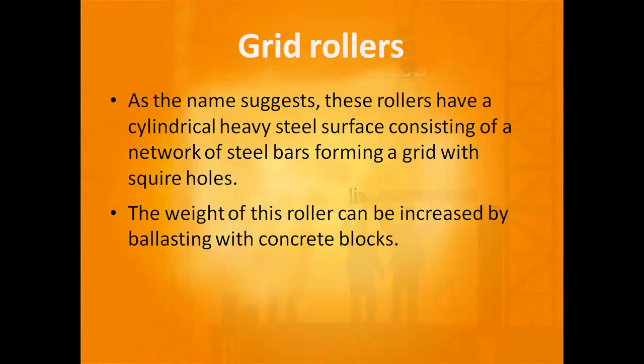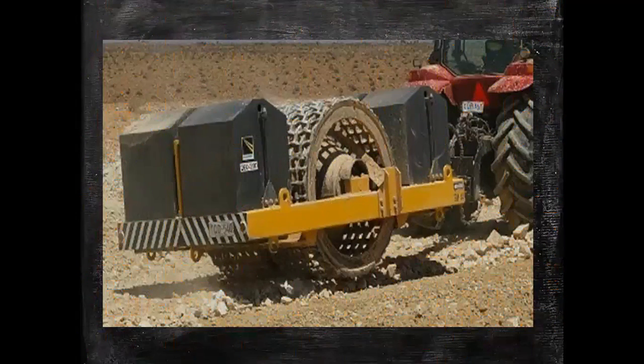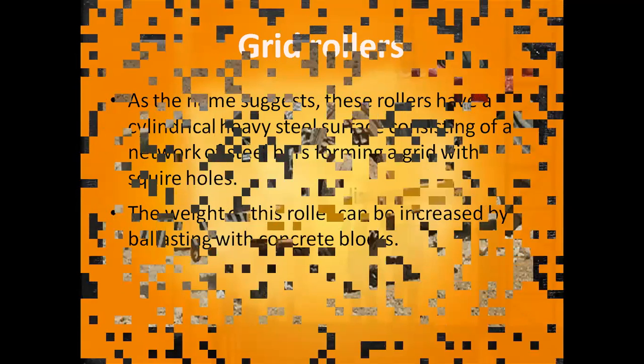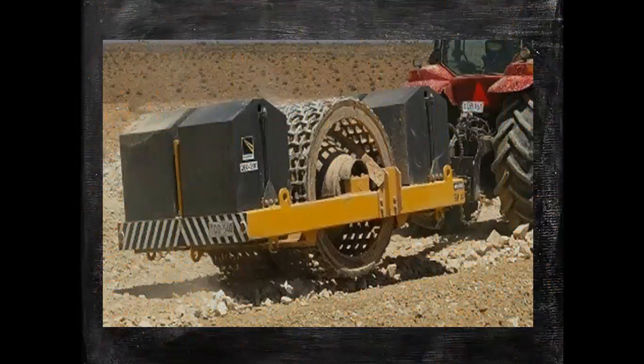Grid rollers, as the name suggests, have a cylindrical heavy steel surface consisting of a network of steel bars forming a grid with square holes. The weight of these rollers can be increased by ballasting with concrete blocks. These are the grid rollers.